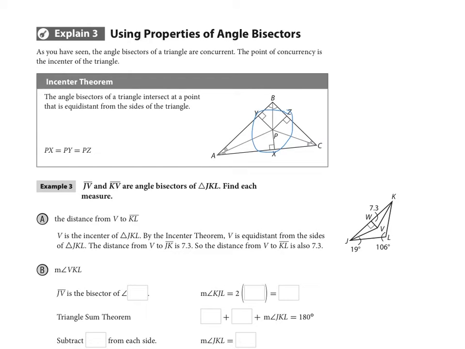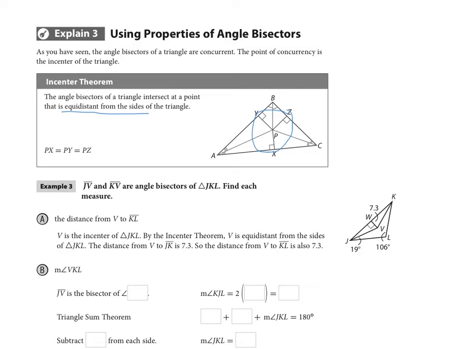And so if a point is going to be equidistant, as we know, from the sides of any angle, then that means it's on the angle bisector. So P is the point where all the angle bisectors come together, okay? The in-center theorem says the angle bisectors of a triangle intersect at a point that is equidistant from the sides of the triangle. Before, in our last two videos, we talked about the circumcenter, which was equidistant from the vertices. This is equidistant from the sides.